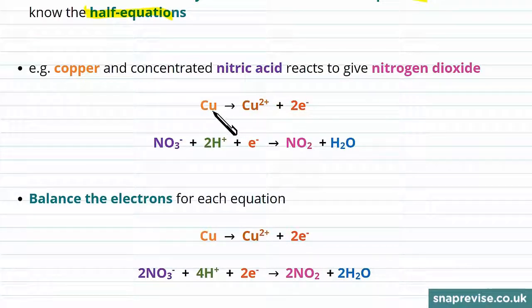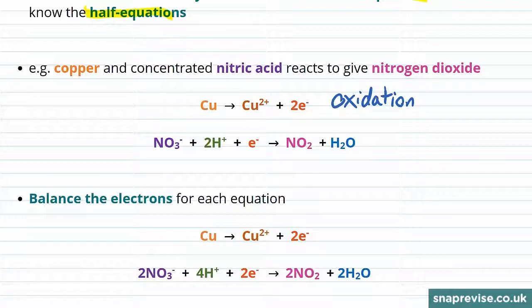nitrogen dioxide. So if we're provided with the two half equations here, we can see copper is losing 2 electrons to become Cu2+, so this is oxidation. Remember, oxidation is loss. That's the oil in our mnemonic that we learned in the last part of the video.